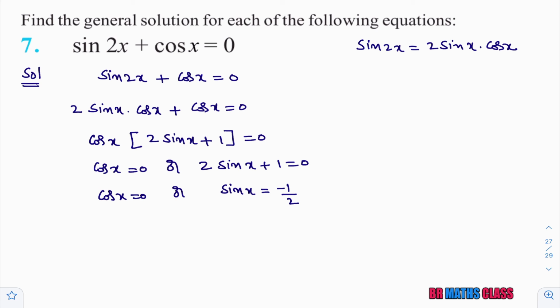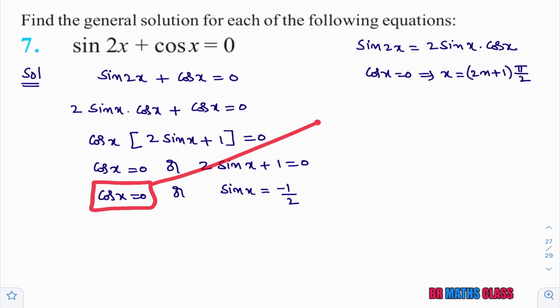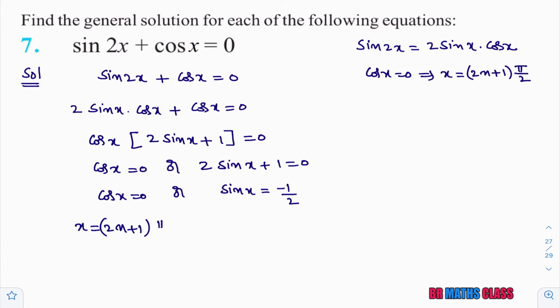Here what formulas do we know? We know that the general solution for cos x equal to 0 is an odd multiple of pi by 2. That means whenever cos x equal to 0, we can write x as 2n plus 1 into pi by 2. Here you observe cos x equal to 0 is there. So what can I write here? I can write that x equal to 2n plus 1 into pi by 2.